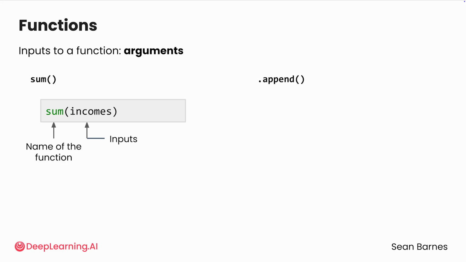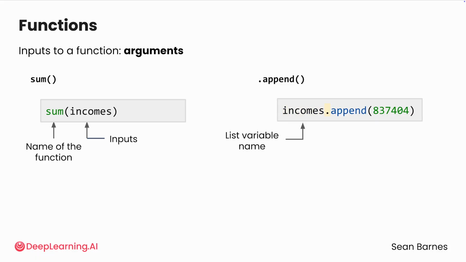Append works a bit differently. On the left, you have a list variable, then a dot, then the name of the function, open parentheses, then the item you want to append, then close parentheses. Why is append different? As you can see, one of the inputs, the list, is not inside the parentheses, but the dot tells the function to also include the list as an input. You'll often see this format when working with lists and other collections.